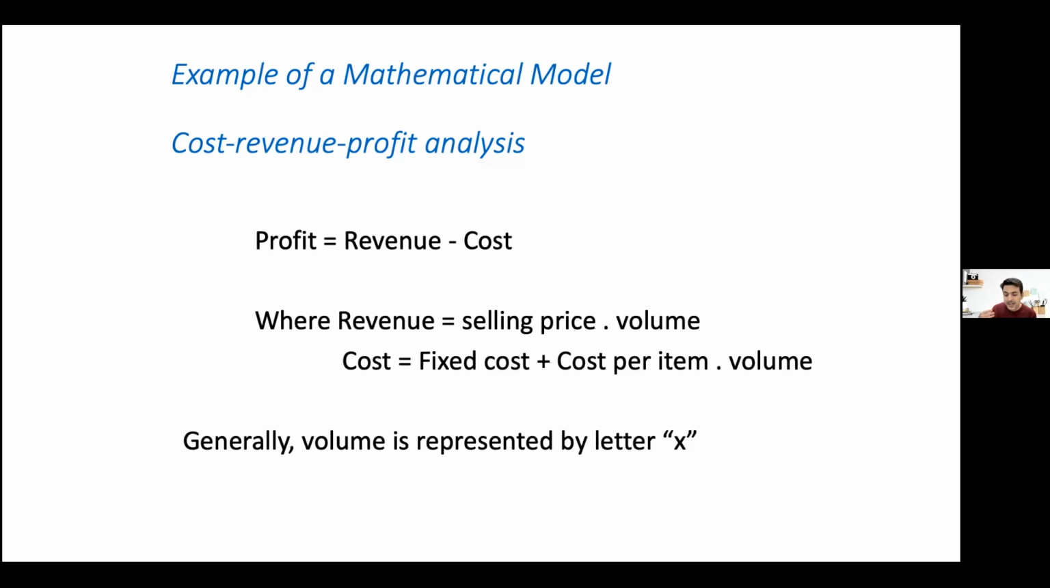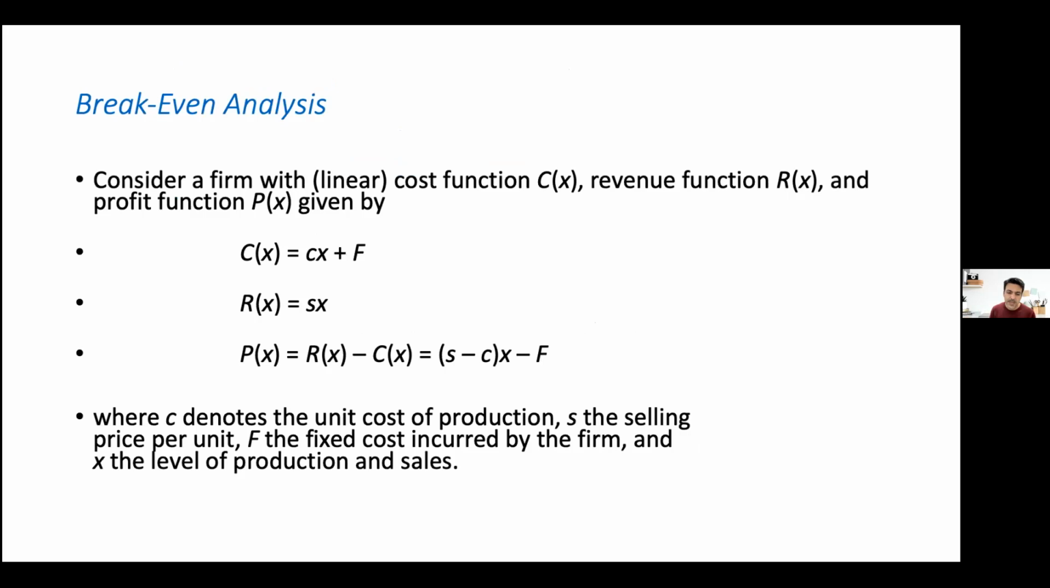So it has what we care about, not everything that volume does, right? So cost is fixed cost plus variable cost per item times volume. So if you consider that X, it just becomes this. So consider a firm with a linear cost function C as a function of X, revenue function R as a function of X, and profit function P given by.